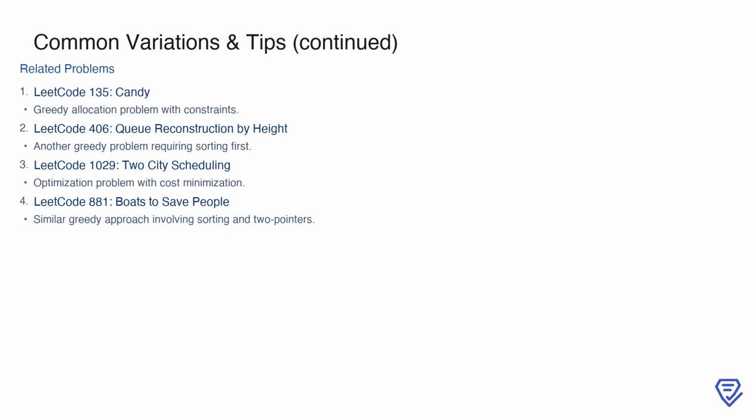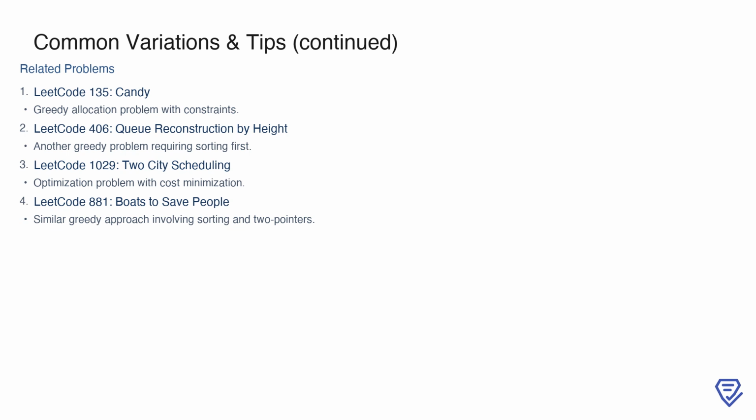To deepen your understanding of this problem, it's helpful to explore related problems that use similar greedy strategies. For example, LeetCode 135, Candy, involves a greedy allocation process with specific constraints, making it a great problem to practice. LeetCode 406, Queue Reconstruction by Height, is another greedy problem where sorting plays a key role in solving the challenge. LeetCode 1029, Two-City Scheduling, focuses on cost minimization and also relies on a greedy approach for optimization. Finally, LeetCode 881, Boats to Save People, uses a combination of sorting and the two-pointer technique, which is also highly applicable to many greedy algorithm problems.